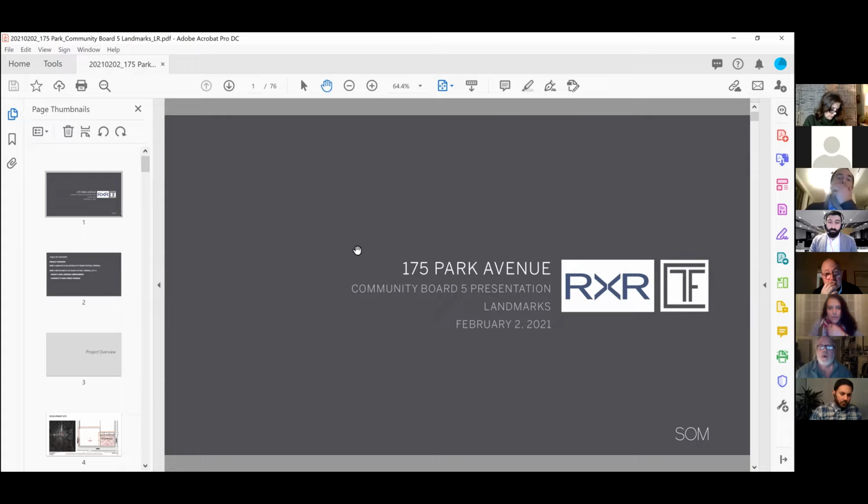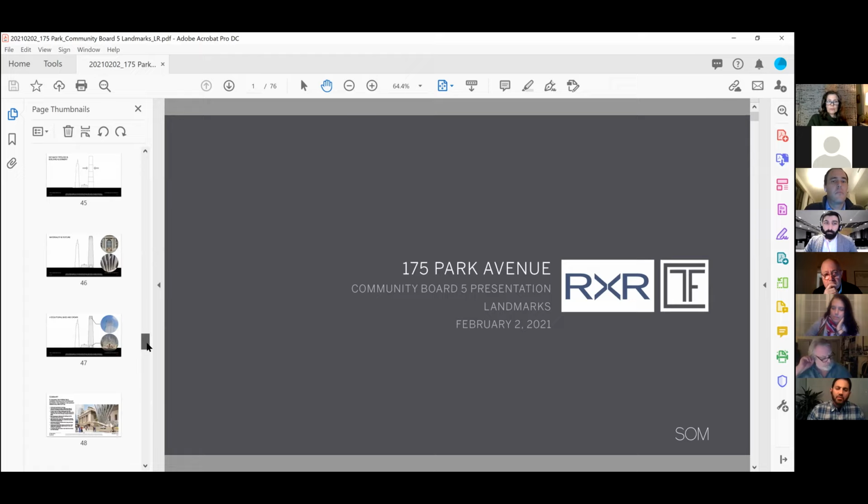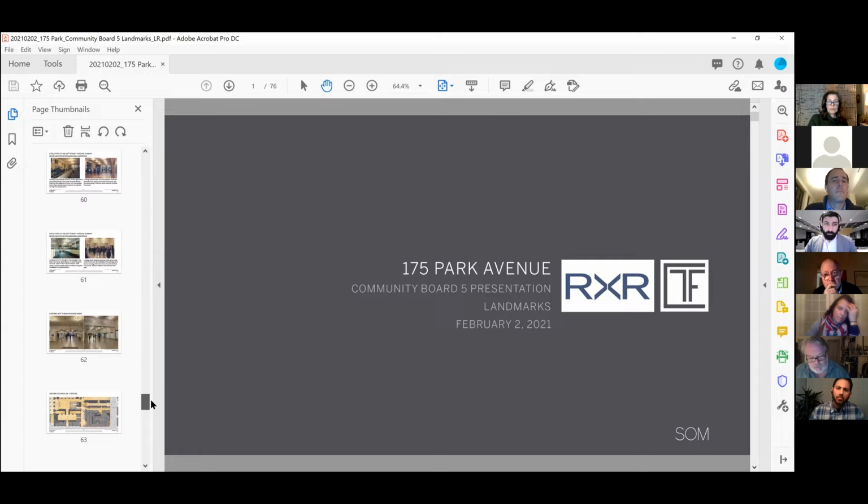Tony, you have your hand up. Go ahead, Tony. Thanks, Layla. I have two questions, actually. One is just referring to the 42nd Street restored entrance, the third bay that's not been in use. When you say restored, the materials, they're going to be matching the original two bays that are still intact. Are they all bronze?